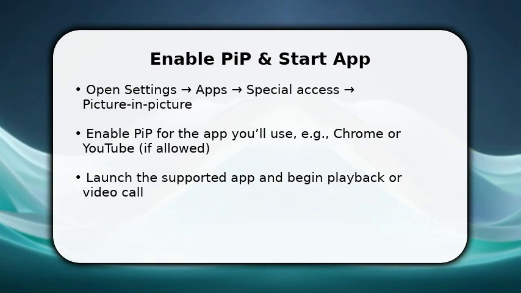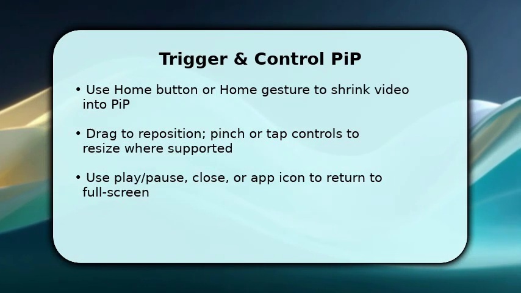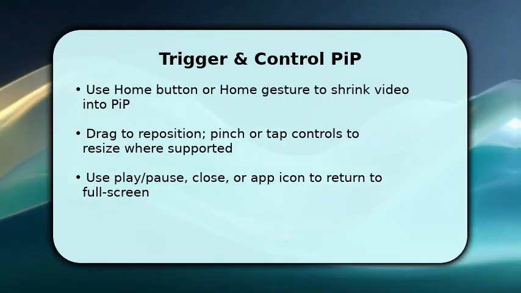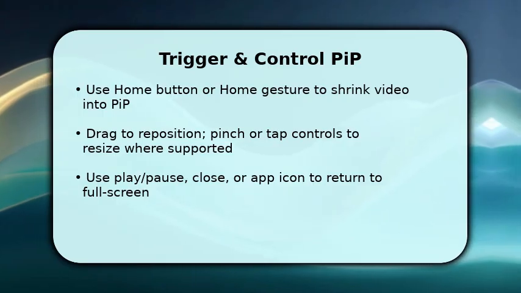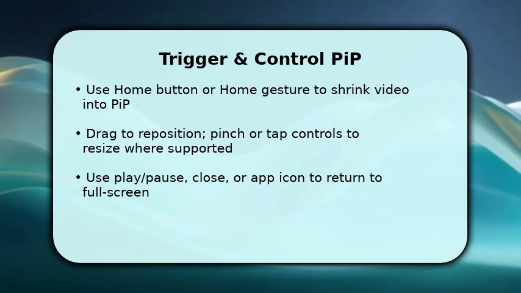Now, trigger Pi-P by pressing the Home button or using the Home gesture. The video should shrink into a movable window. You can drag it to any corner, and, on some devices, pinch to resize. This helps keep key content visible while you multitask.